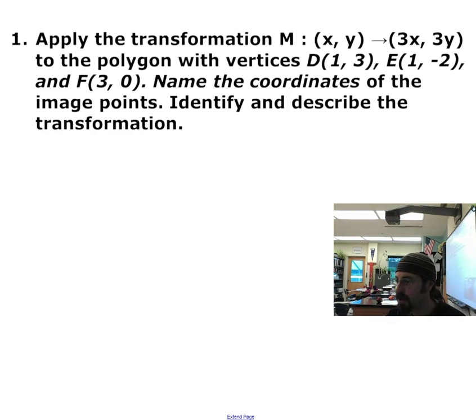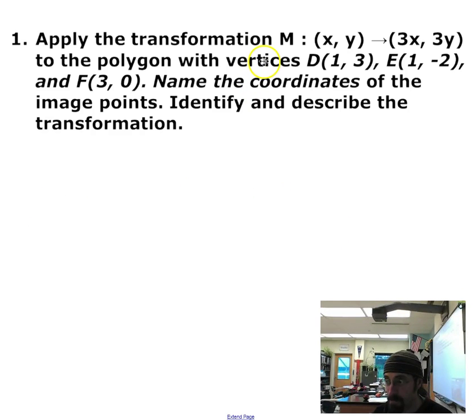So let's take a look at this problem here. It says, apply the transformation m, which means multiply the x-coordinate and the y-coordinate by 3, and do that to the polygon with these vertices. Then it says, name the coordinates of the image points, and identify and describe the transformation.